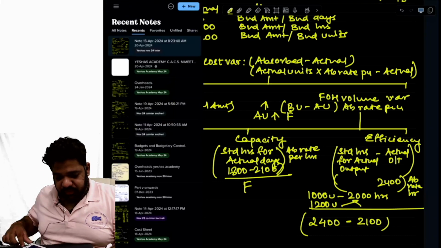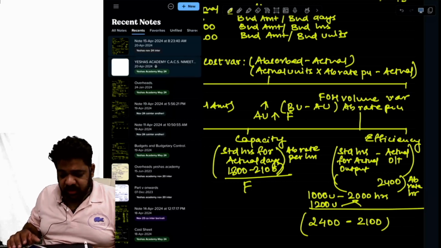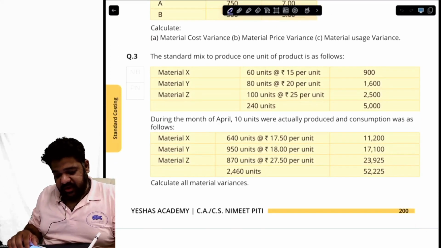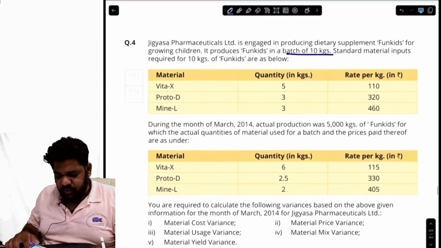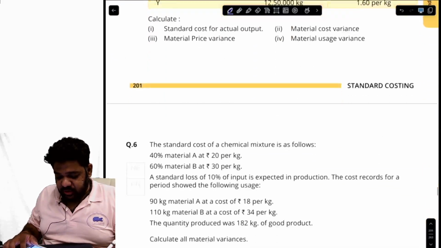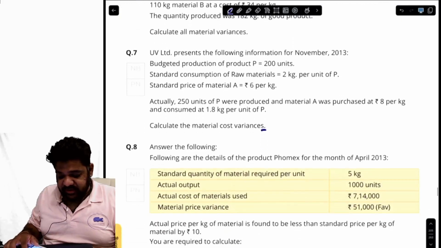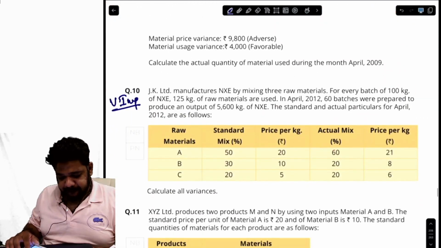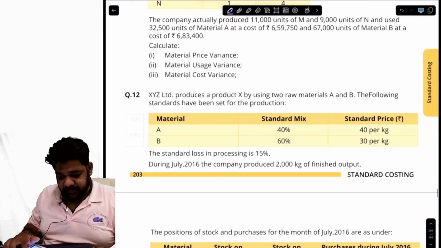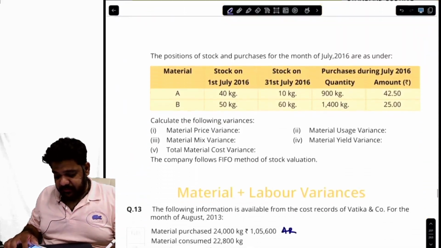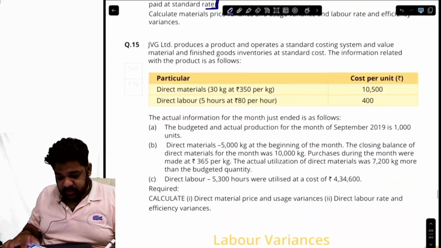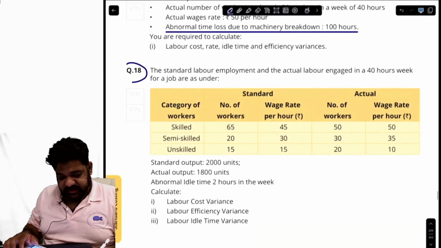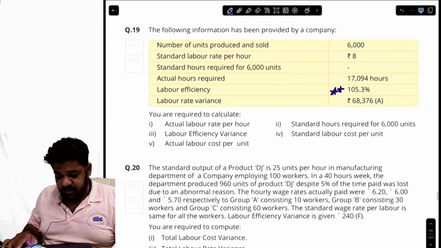Now, in terms of the important questions, let's quickly have it. I think question number three will become one all-inclusive question for you to practice per se. So you can take up that. Definitely do the sixth question. 10th, very good question. You should do the 11th one as well. Then 16 and 18 would be my recommendation for labor.